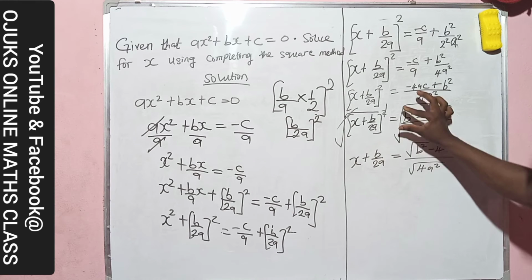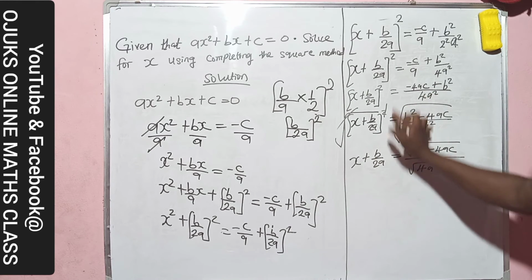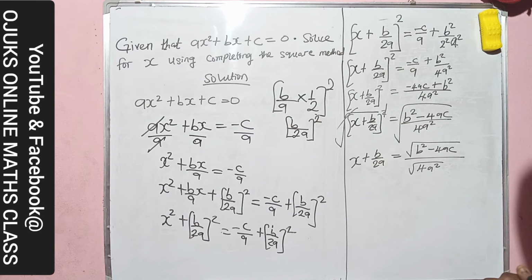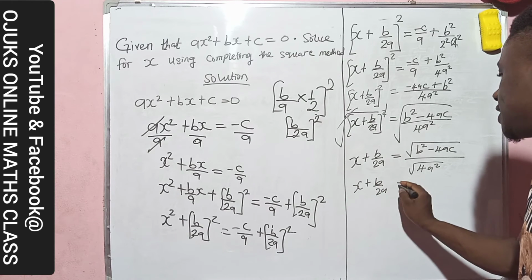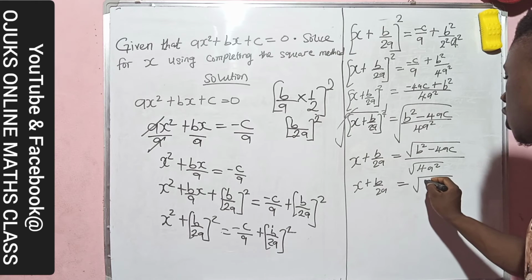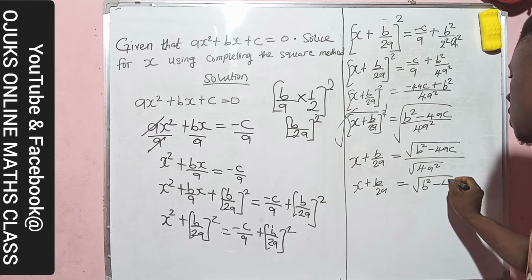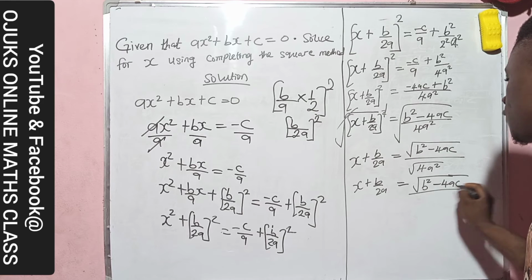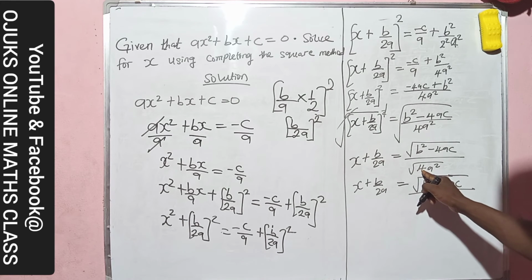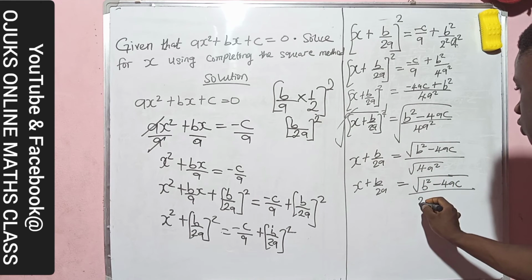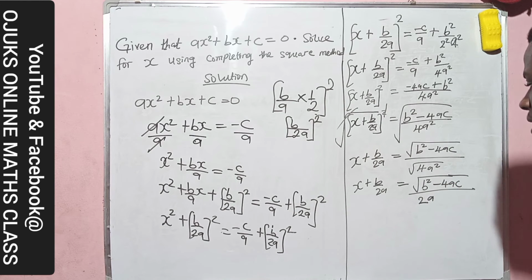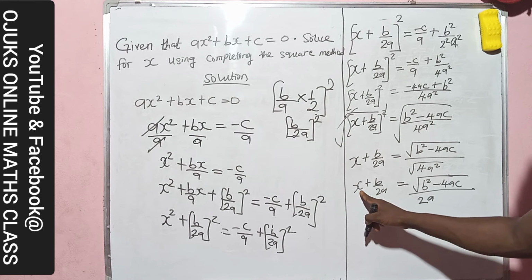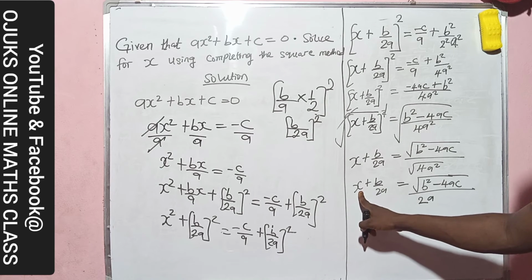I split the square root because of what? They are having the same root. So in this case, if I am to solve further, I will have that x plus b over 2a is equal to square root of b squared minus 4ac all over, okay, square root of 4 we have 2, square root of a squared, we are having just a. Okay, what next? Remember, I want to make x the subject of formula. I want to solve for x.